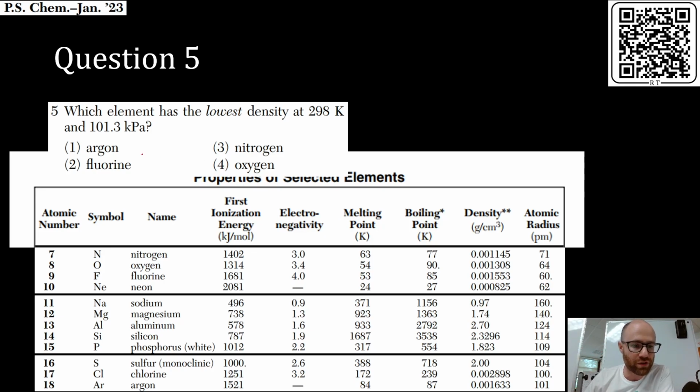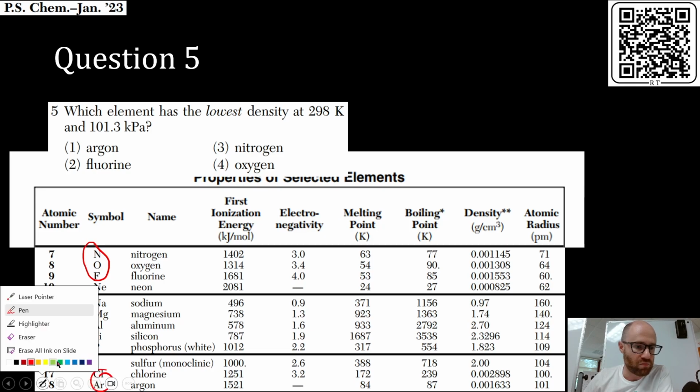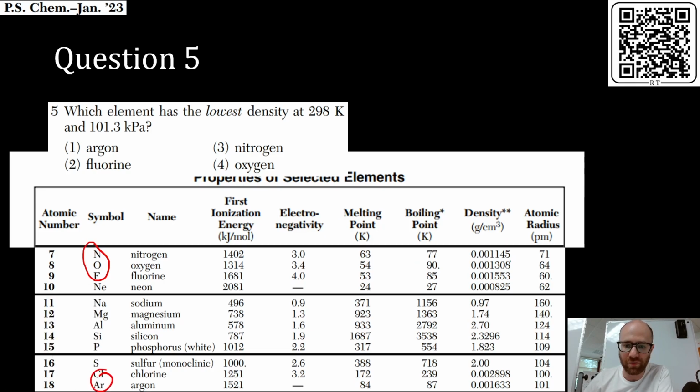So our 4 choices are nitrogen, oxygen, and fluorine up here, and argon down in the bottom. All you have to do is read the table. If we go over to the second to last column, we'll see that the lowest of the set is nitrogen here, so that's our answer.